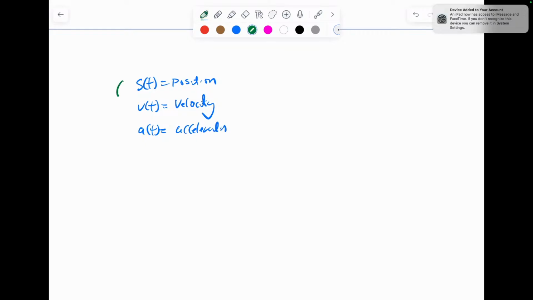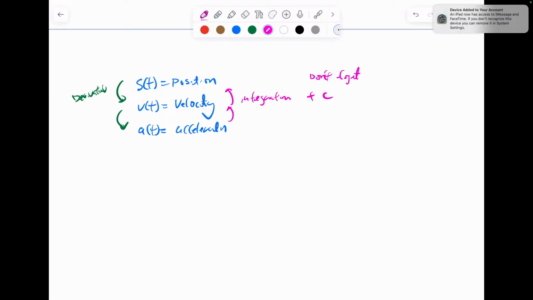So remember, when you go this way, it's a derivative. When you go this way, it's integration. But if you integrate something, don't forget plus c, right? Don't forget plus c. And c is very, very important.